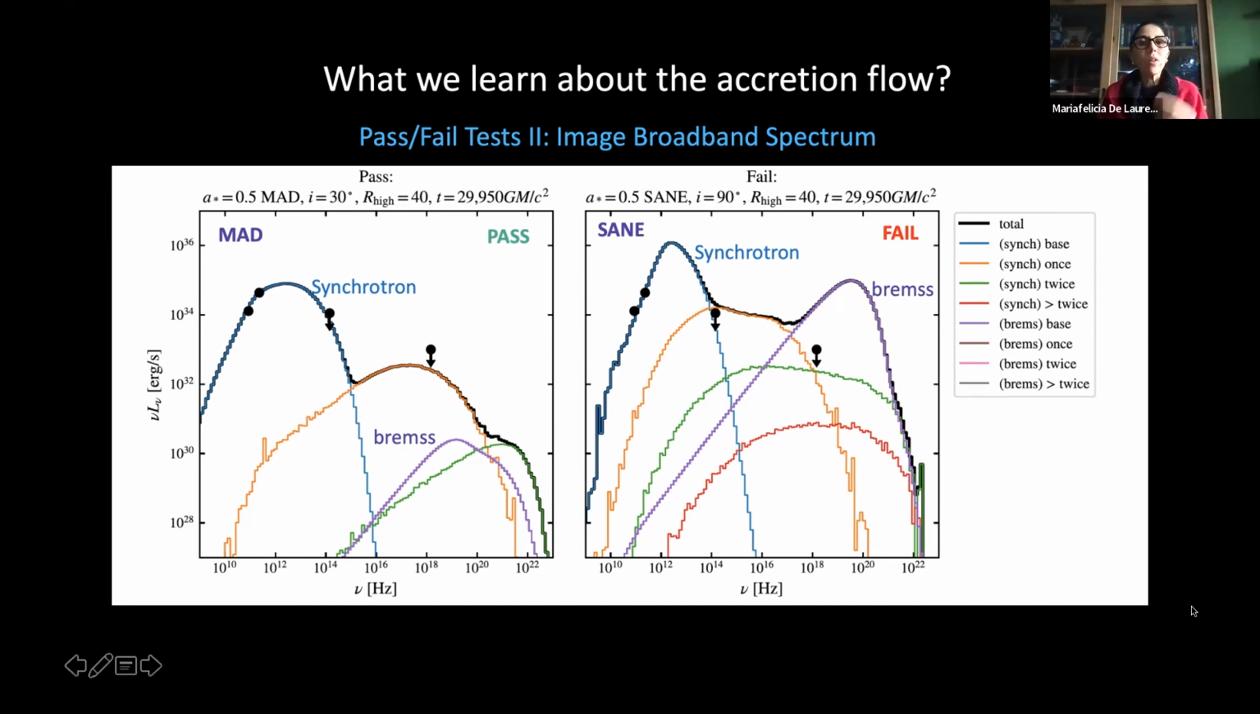So the model on the left does well, as you can see. The peak appears a little bit farther out. In the SANE simulation, the X-ray is completely overproduced because it's a little cooler, which means that the Bremsstrahlung is more effective. And the synchrotron peaks look a little different in this case, as, yes, Rocco, thanks, you are moving.